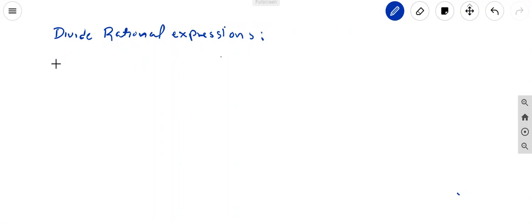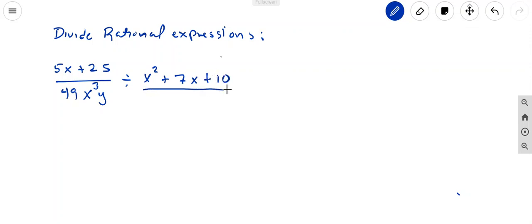5x plus 25, divided by 49x to the third y, divided by x squared plus 7x plus 10, divided by 14xy to the fifth. As you see, we have a quotient of two rational expressions, or division between two rational expressions.